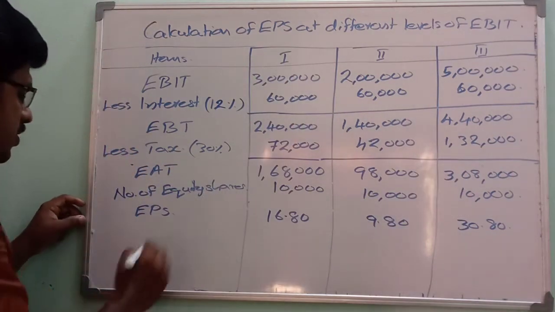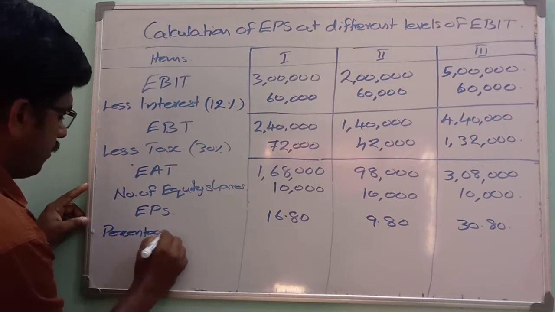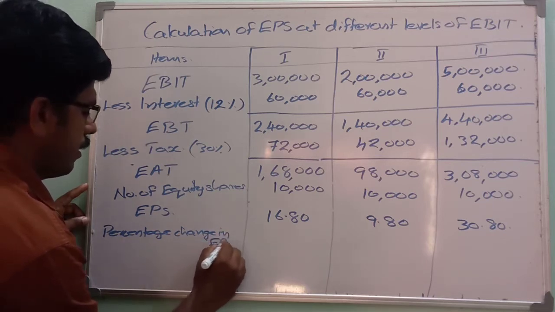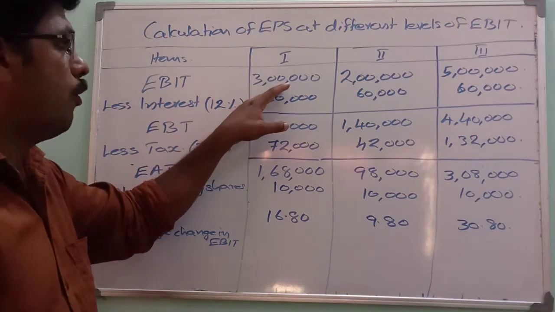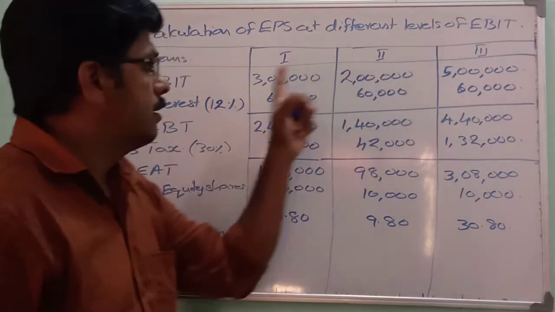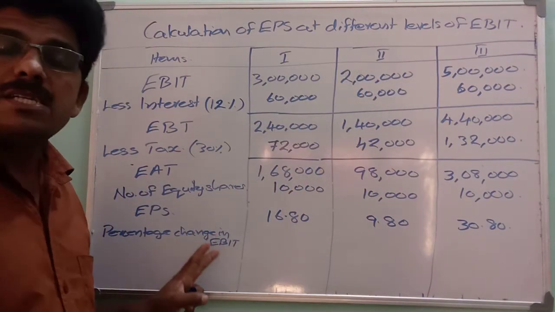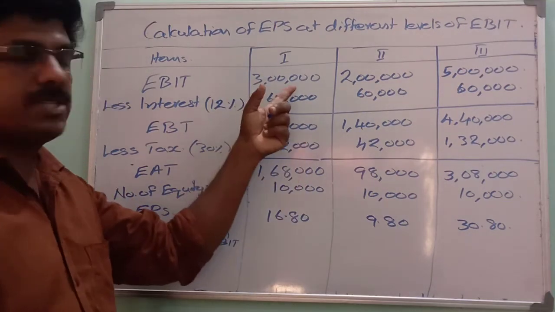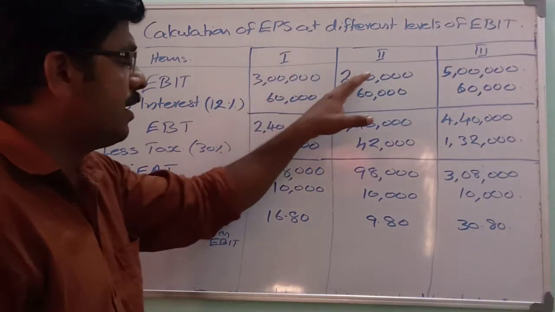Okay, then next, percentage change in EBIT. So this is EBIT of first level. First operating profit 3 lakh, and it declined to 2 lakh, then increased to 5 lakh. Then how can we calculate the percentage change in EBIT? Percentage change in EBIT is equal to change divided by amount at first level into 100.